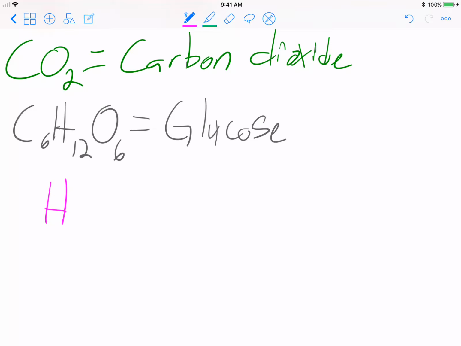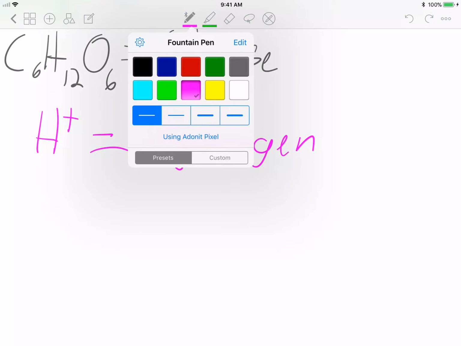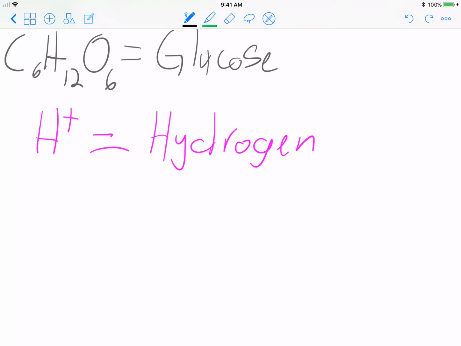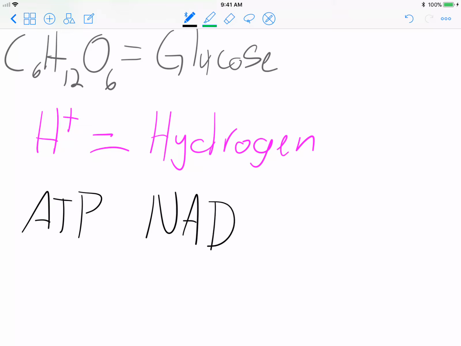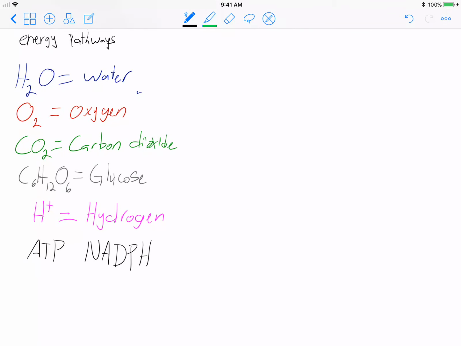We also today are going to talk about H+, or hydrogen. Now, you need to remember that this plus right here denotes the charge of the hydrogen, that the hydrogen has a positive electrical charge. That will come in very important. And then the last two, we'll just call these our energy transporters. We have ATP and NADPH. Those are our energy transporters. All those together make up our chemicals we're going to be working with today.